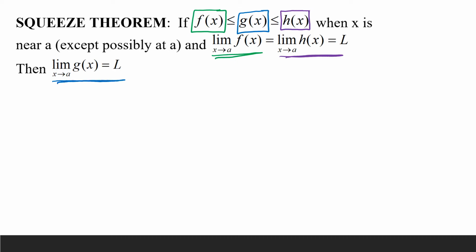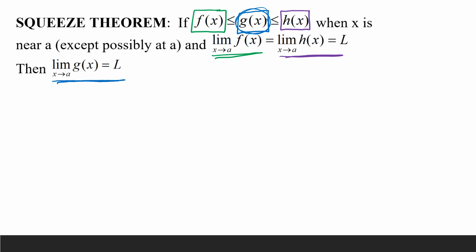So that means that if g of x, or some function, is squeezed in between two other functions who have the same limit as x approaches a, then that function that's being squeezed, the one in the middle, also has that limit.